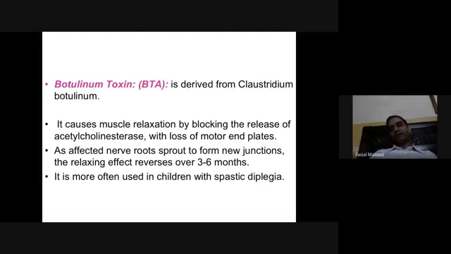and it acts by blocking the release of acetylcholine, which leads to loss of motor end plates. As affected nerve roots sprout from new injections, relaxing effects reverse over 3 to 6 months. It is more often used in children with spastic diplegia.